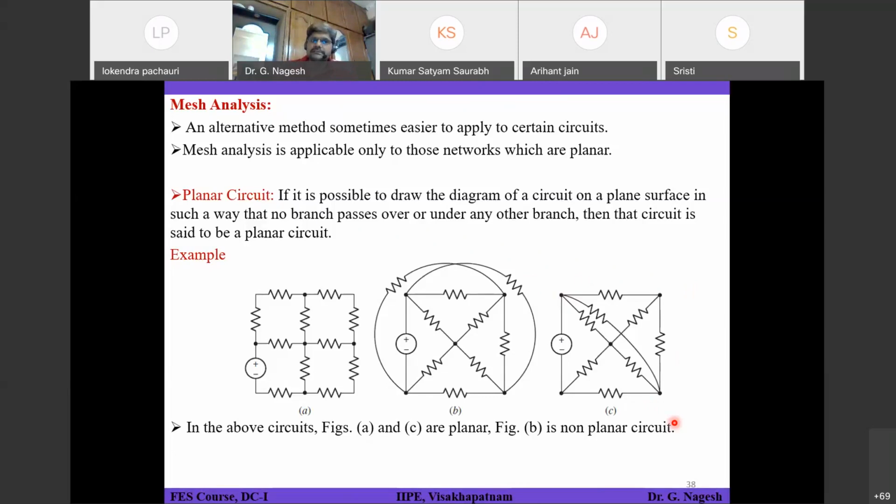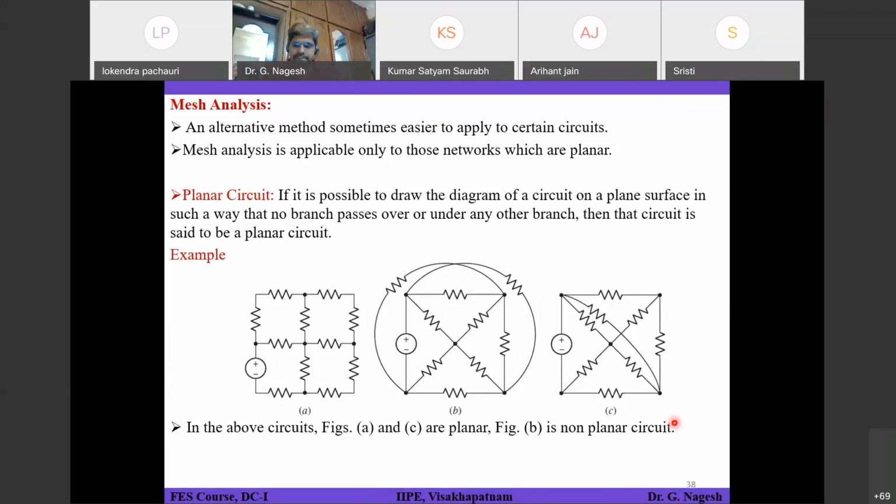So mesh analysis is applicable only for planar circuits. For non-planar circuits, mesh analysis is not going to work. It is not valid for non-planar circuits, valid only for planar circuits. So whenever a circuit is given, first you have to check whether it's planar or not. If it's planar only, you apply this. If it's non-planar, there is no other option, you have to apply KVL only.